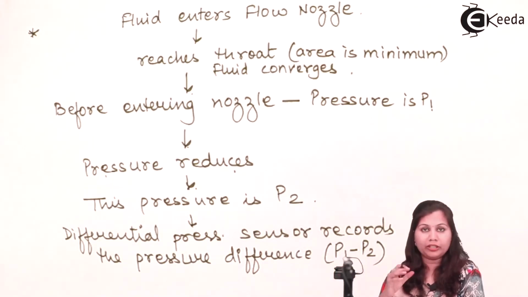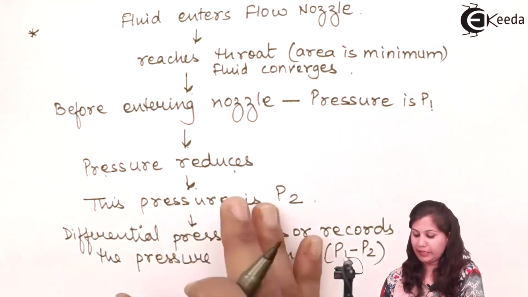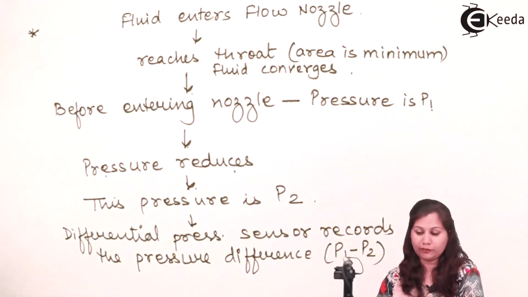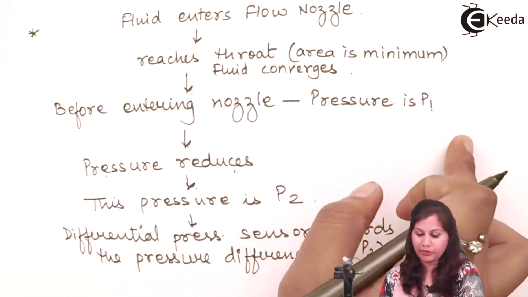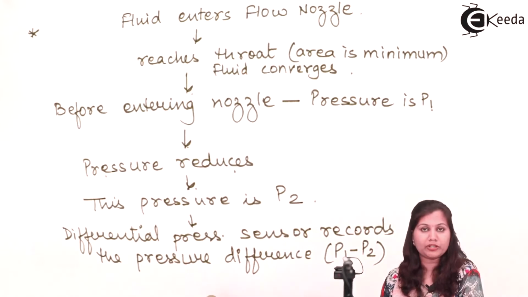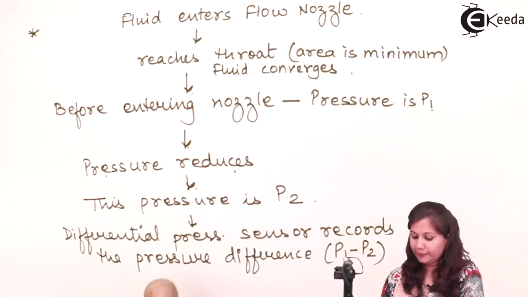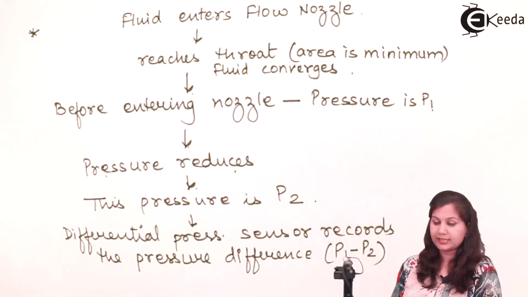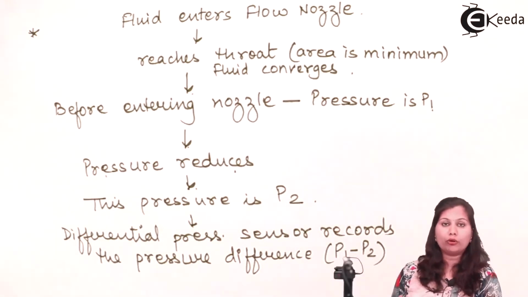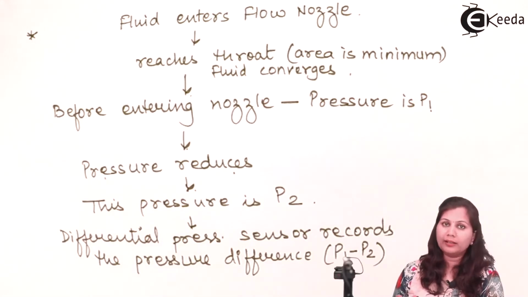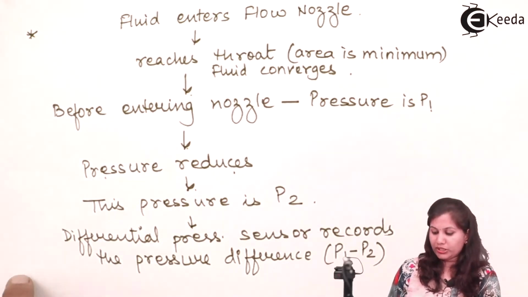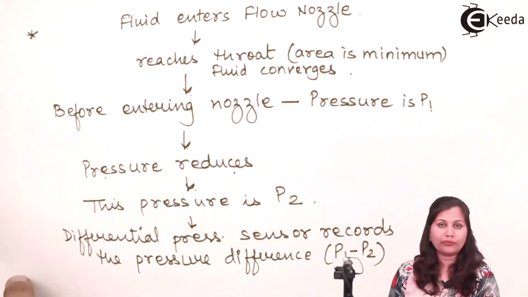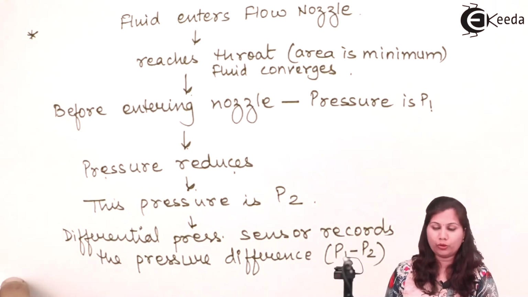After coming out of the flow nozzle, the pressure is P2, and before entering the flow nozzle, the pressure is P1. Now if a differential pressure sensor is connected between these two points, 1 and 2, then it is going to measure the pressure difference P1 minus P2, and this pressure difference is an indication of the flow rate of the fluid flowing in the pipe. So this is the flow chart of the working of the flow nozzle.